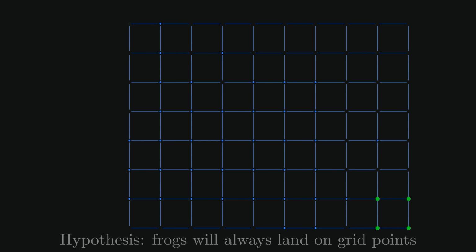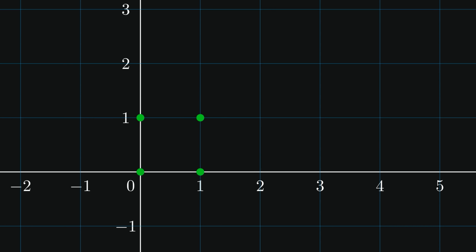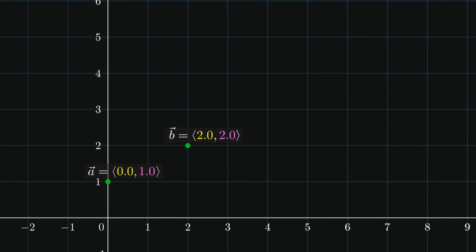We want to prove this hypothesis, but right now a jump is defined sort of abstractly, just as a reflection over another frog. So we first need to get more specific about what a jump means mathematically. We'll denote the position of a frog as an ordered pair, with an x component and a y component. This way we can treat them as vectors. For now, let's focus on just 2 frogs. Let's observe the jump.